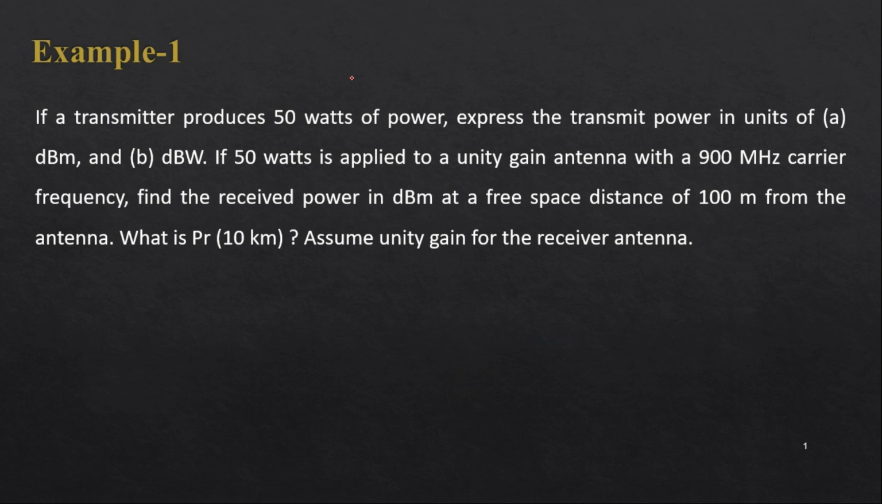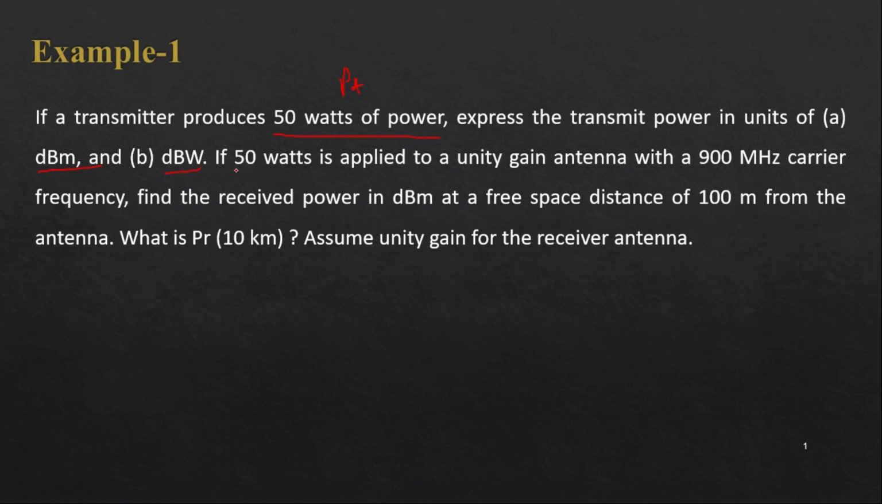Now in the previous lecture we discussed the free space propagation model. Now we will see an example based upon that. Here in the example it is given that a transmitter produces 50 watt of power, so PT, the transmitted power, is given to us. Express the transmit power in dBm and dB watt. So what we need to do is represent this power in dBm and dB watt.